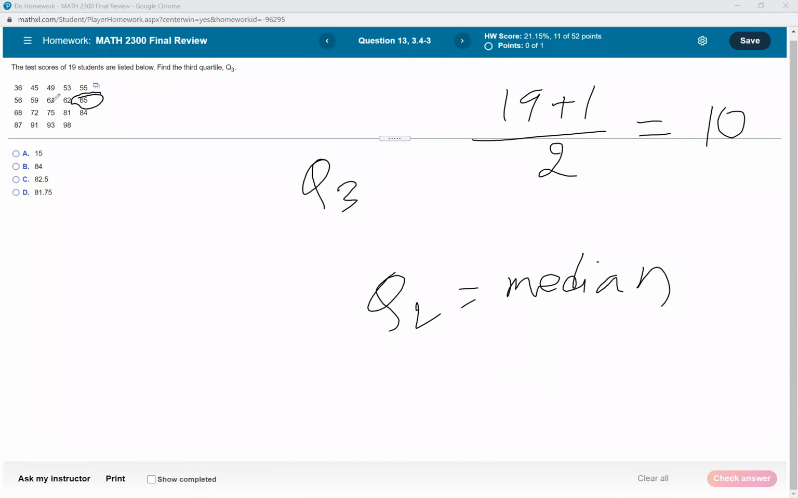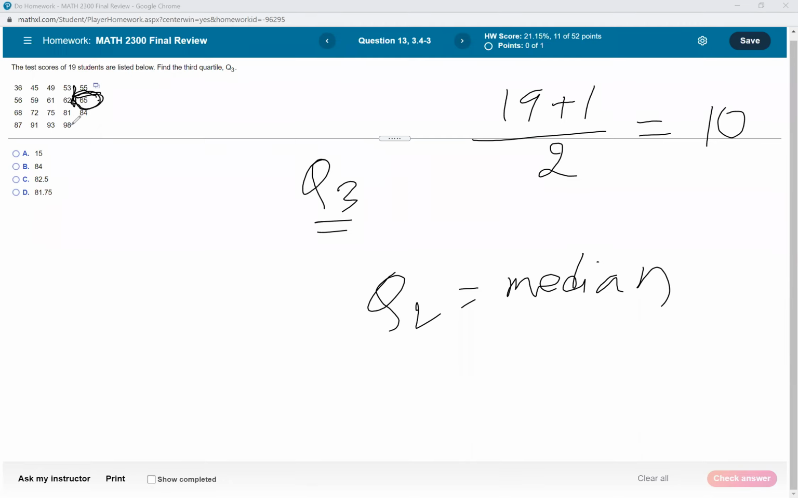So now we need to calculate Q3. So how do I calculate Q3? Since 65 is in the data, we need to divide the data set into two subsets, and each subset will include 65. So 36 to 65 is one subset, and the other subset will be 65 to 98. And Q3 is the median of the upper half of the data. So that means 65 to 98.